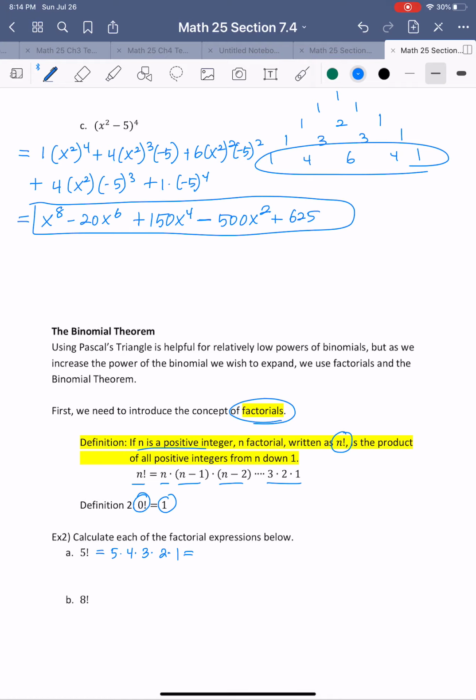You might have a factorial button on your calculator, so please find it too, okay? So 5 factorial means we have 120. 8 factorial means 8 times 7 times 6 times 5 times 4 times 3 times 2 times 1. So 8 factorial means 40,320.